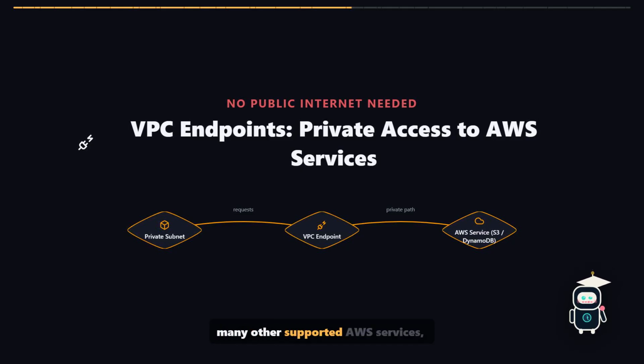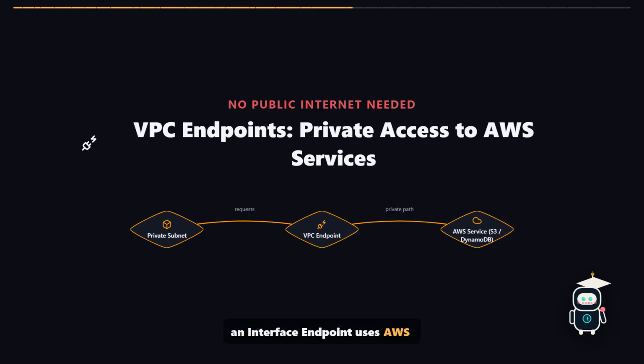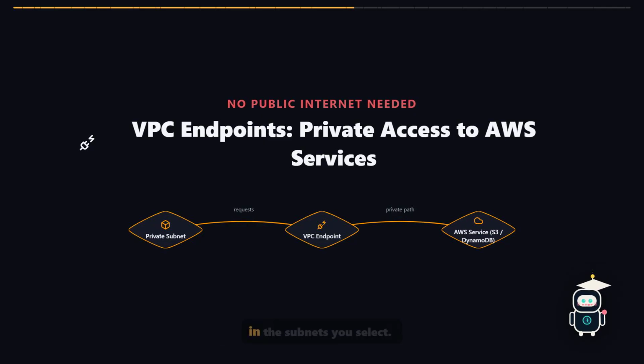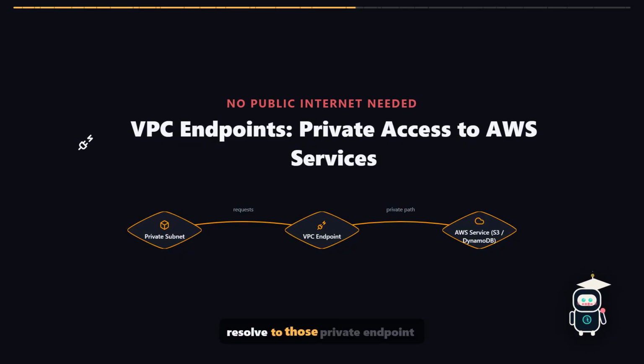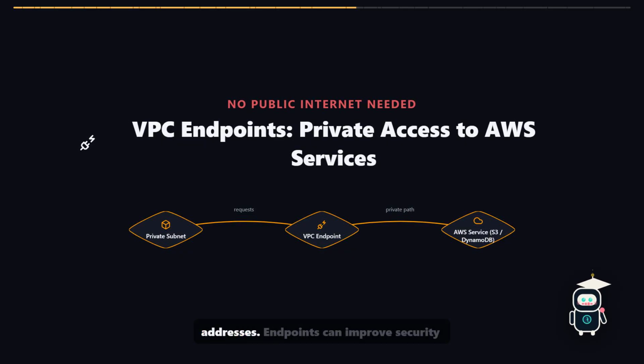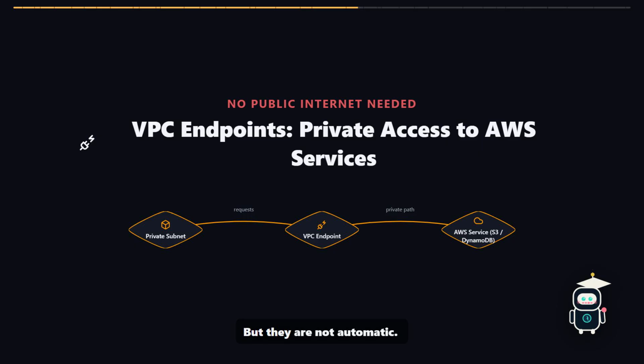For many other supported AWS services, an interface endpoint uses AWS Private Link. It creates endpoint network interfaces with private IP addresses in the subnets you select. With private DNS enabled where supported, normal service host names can resolve to those private endpoint addresses. Endpoints can improve security and reduce NAT data processing costs. But they are not automatic.